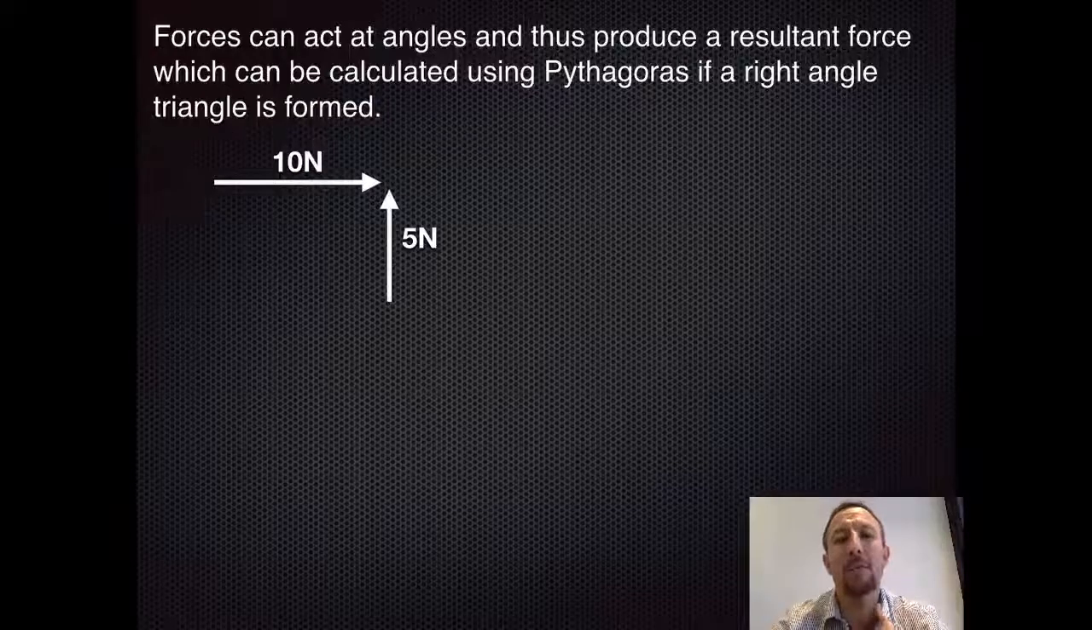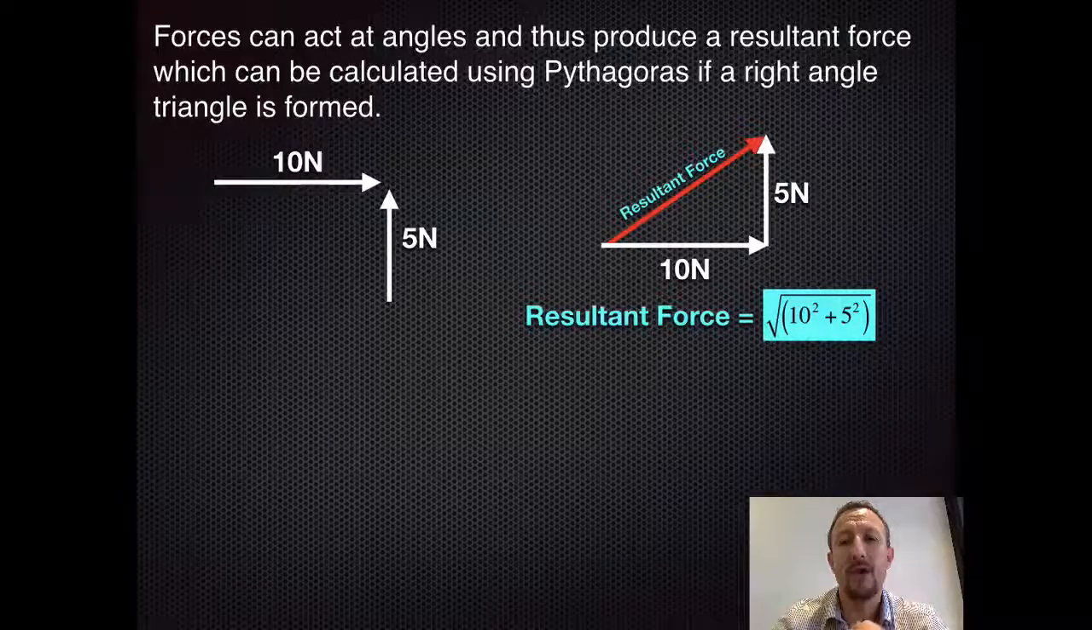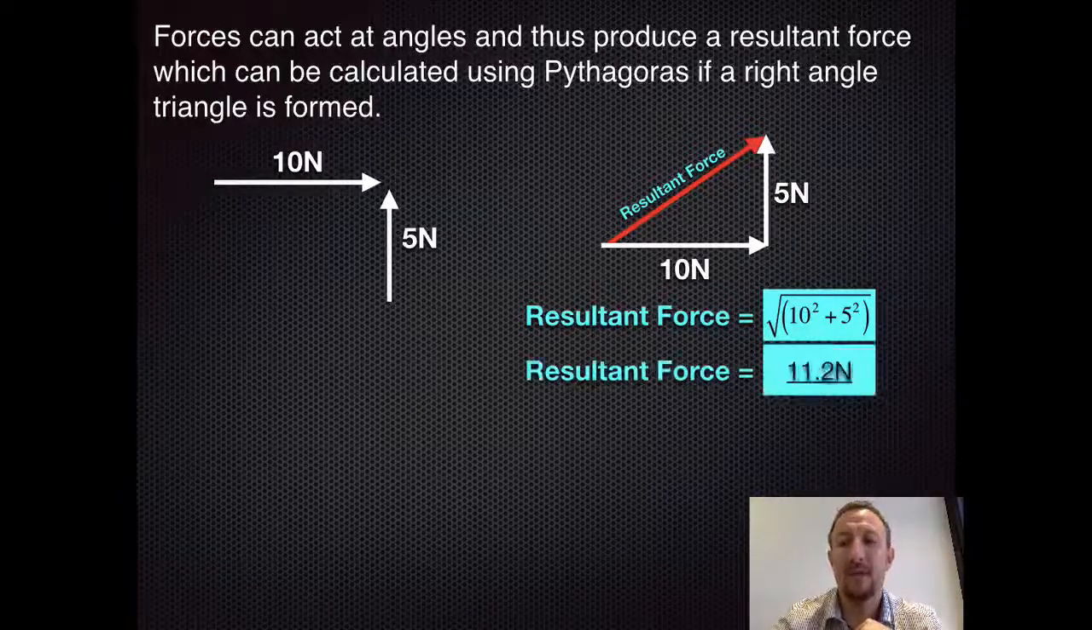Now basically, if I apply these two forces onto an object, it's as though I'm producing a vector triangle. And you can see here that that vector triangle, 10 Newtons to the right and 5 Newtons up, is the same as applying a resultant force, in red, at an angle of a specific size. It produces a right-angled triangle, which now allows me to use Pythagoras. So I can calculate that resultant force. The resultant force will basically be the square root of 10 squared plus 5 squared. And that gives me 11.2 Newtons.